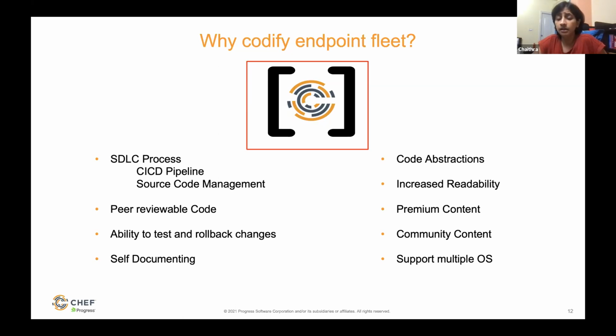Chef also provides premium content in the form of cookbooks. These usually have the most common endpoint management workflows defined in them, and you can get started with them. You can also write your own content. In addition to this premium content, there is also a huge community in Chef, so you can also reuse community content for your purpose. You can use it as it is, or customize it to your needs, and start using it to manage your endpoints as code. Chef also provides support for multiple operating systems, so you can use Chef to manage your Windows, Mac, and Linux fleet.